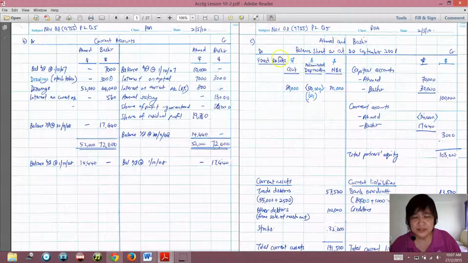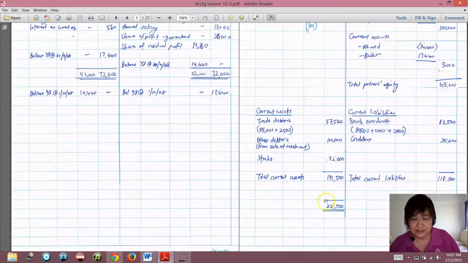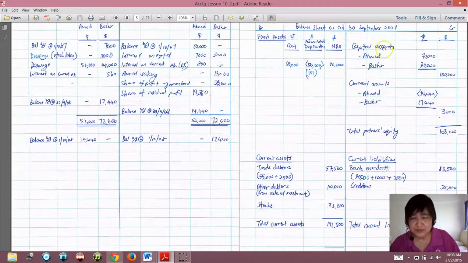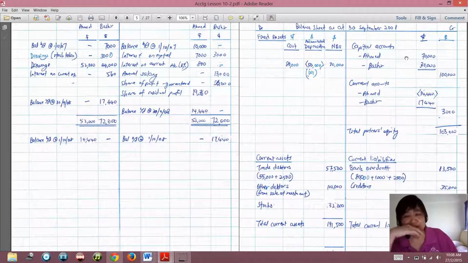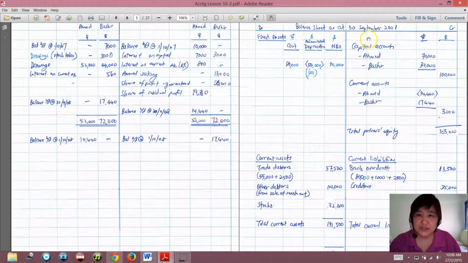Okay, Ahmad and Bashir balance sheet, then you lay out all these things. Fixed asset, cost, accumulated depreciation, net book value, $ sign, $ sign. Then leave about half a page, current asset, then underlined. Then at the bottom of the page, draw 2 lines like this. Then another piece of paper. Okay, so you see, when we do company accounts or sole trader accounts, we have equity. Okay, this one. So I may have left out here.